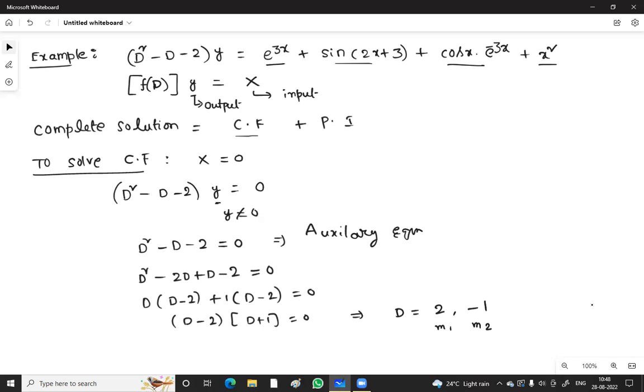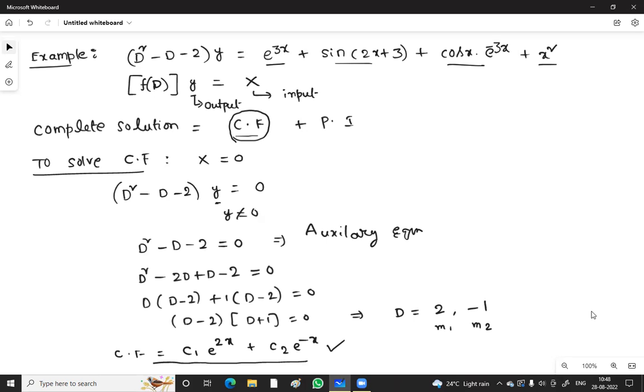In that case, what is the output? Complementary function is equal to c1 into e to the power m1x, nothing but c1 e to the power 2x, plus c2 into e to the power m2x, nothing but e to the power minus x. That's it. This is half of the solution. It means the complementary function is over. If you get repeated roots, you know how to do it. If roots are complex, you know how to write. If roots are complex repeated, you know how to write. It means half of the problem is over with this.